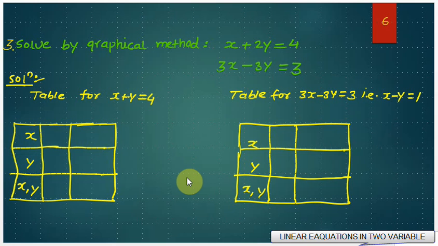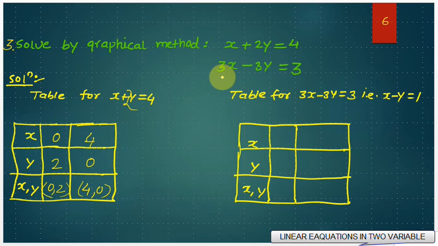We have to take a table for each line. Take the table for the first line, x + 2y = 4. Now put x = 0, so y = 2. If we put y = 0, then x = 4. So the points will be (0, 2) and (4, 0).